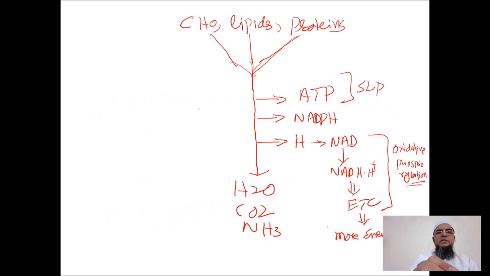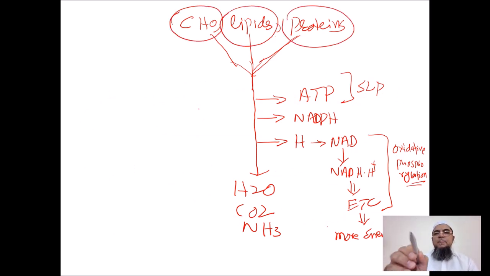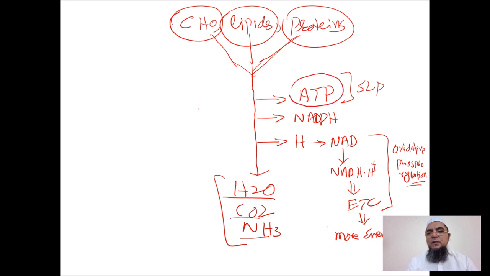So, let me summarize it here. Carbohydrate, lipid, protein are broken down in the catabolic process to smaller molecules, water, carbon dioxide and ammonia, and release energy in the direct form, that is ATP. This mechanism is called substrate level phosphorylation.